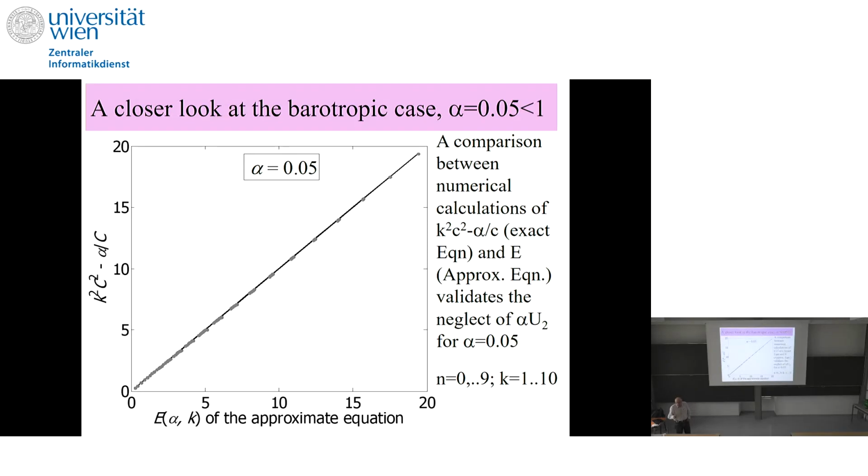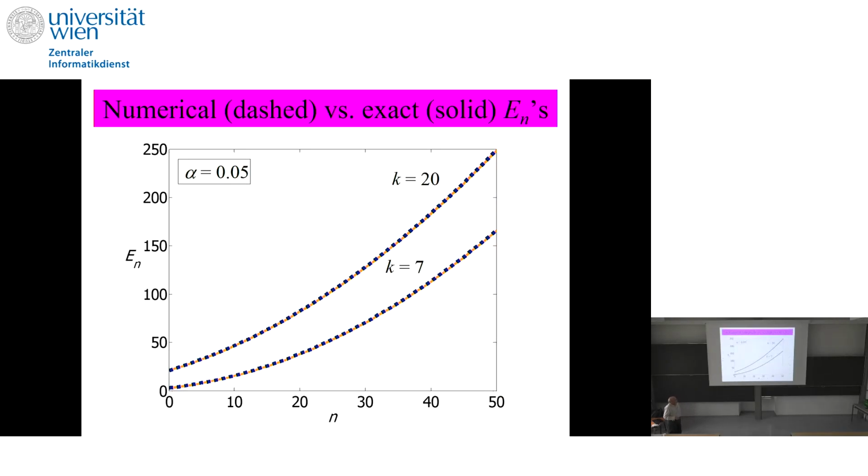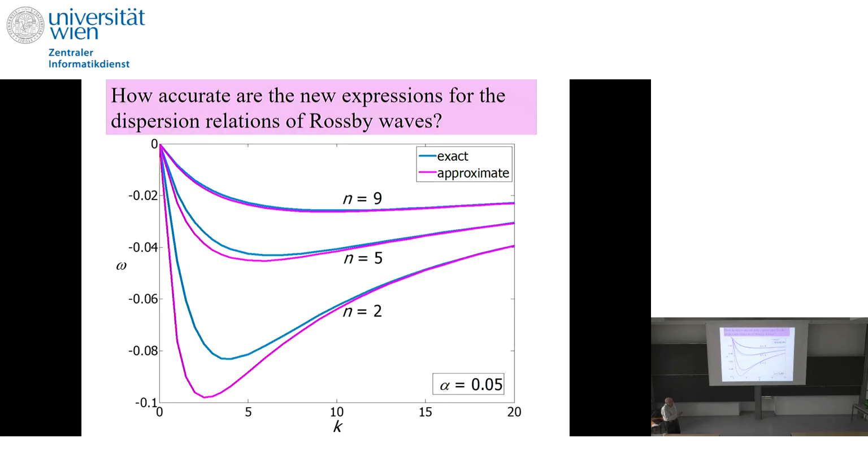It doesn't produce any error. Just a few more examples. You see, this is alpha of 0.05, and again, the numerics works very well. This is large K. You can go into the regular dispersion relation as we know it, omega as a function of K for various n's. And again, except for here, we get an okay agreement.